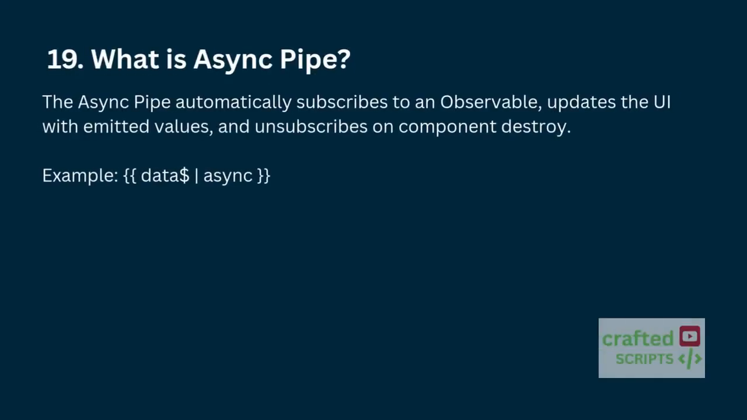Question number 19. What is async pipe? The async pipe automatically subscribes to an observable, updates the UI with emitted values, and unsubscribes on component destroy. Example. Here, the async pipe subscribes to the data$ observable, gets the latest value, and automatically handles subscription and unsubscription.